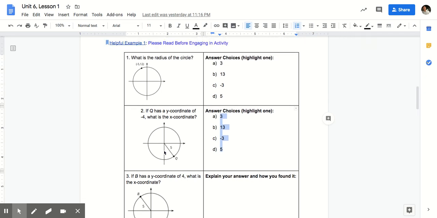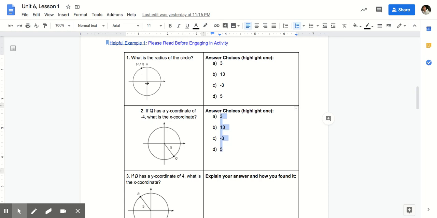Now, this is a new type of problem that we haven't seen before. So this first one is asking, what is the radius of this circle? And you can see that on this circle here, they give you 1 point and they ask you to find the radius. Now, the radius, if you don't remember, is the distance from the origin or the center of the circle to 1 point on the circle, on the line of the circle.